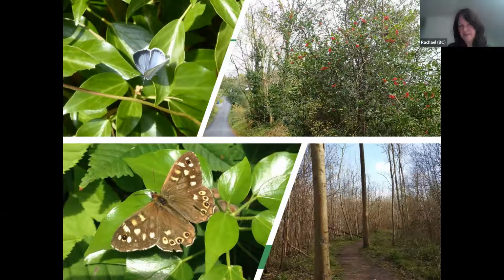And the common blue is a grassland species, and it lays its eggs on bird's foot trefoil, which is much lower ground, down on the ground in the grassland. So they tend to have that split in the behavior. Holly blue higher up in the trees and common blue lower down.